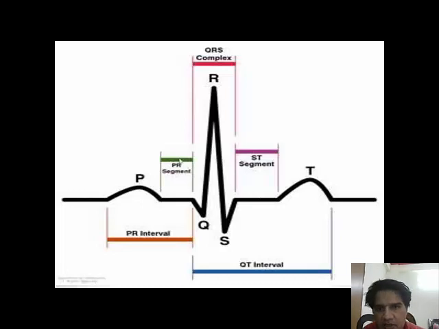So the PR interval: what is the difference between an interval and a segment? You see the PR interval is from the start of P to the start of QRS, while the PR segment is the end of P to the start of QRS. So a segment is end to start, while an interval is from start to start. So this is how we know.